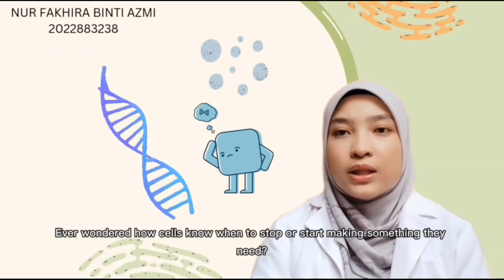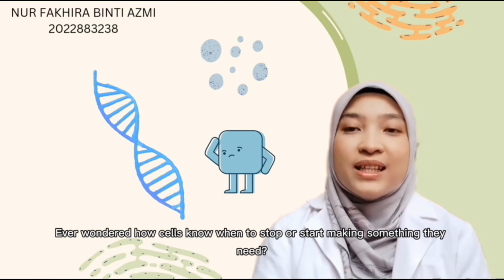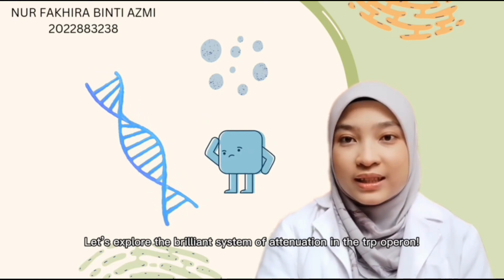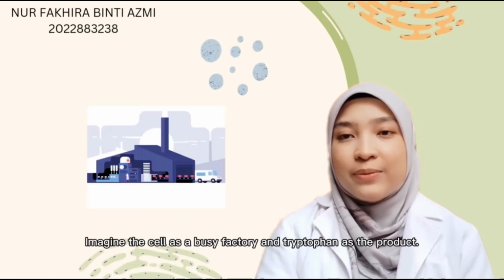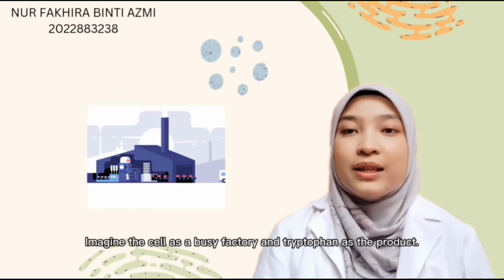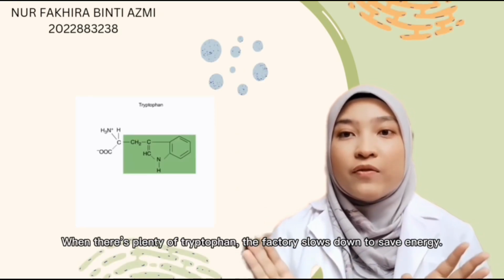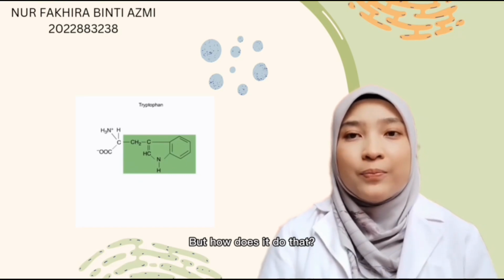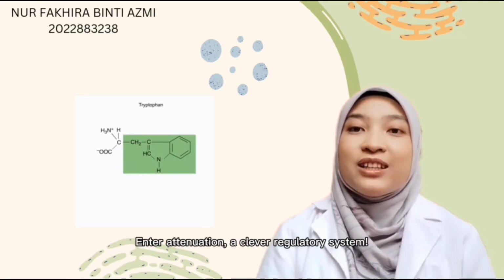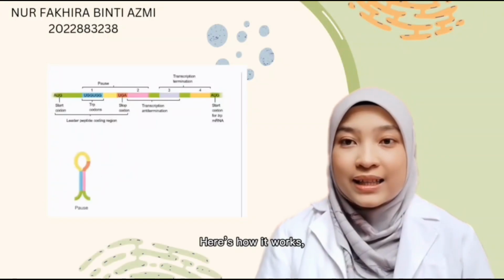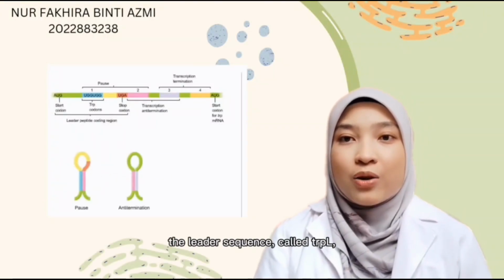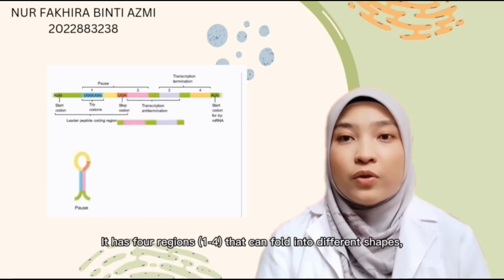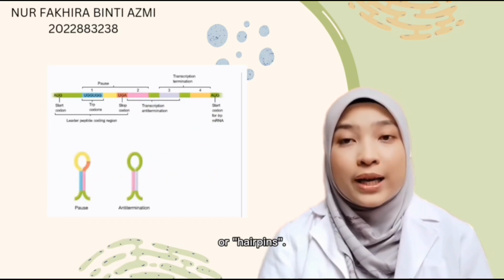Ever wonder how cells know when to stop or start making something they need? Let's explore the brilliant system of attenuation in the TRP operon. Imagine the cell as a busy factory and tryptophan as the product. When there's plenty of tryptophan, the factory slows down to save energy. But how does it do that? Enter attenuation, a clever regulatory system. Here's how it works. The leader sequence called TRPL acts like a traffic controller. It has four regions, 1 to 4, that can fold into different shapes or hairpins.